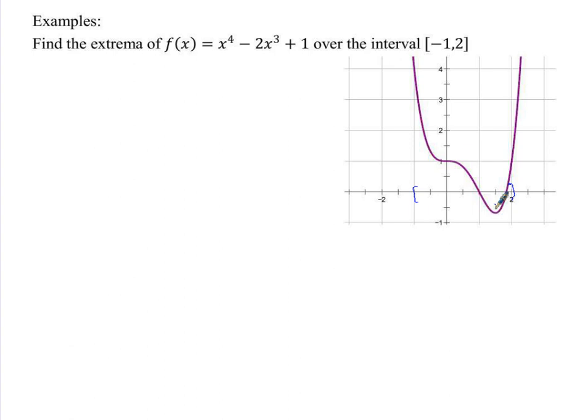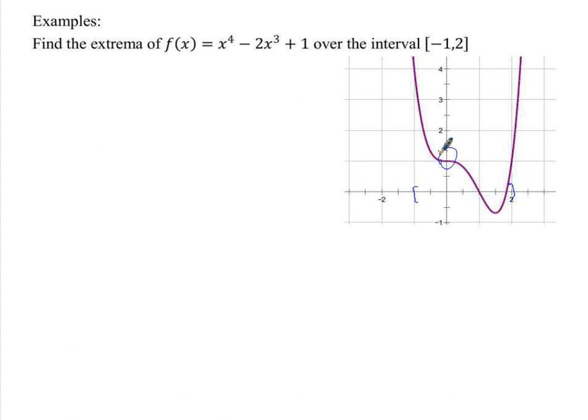Down here, though, this will be a relative minimum. And then over here, this will be a relative maximum, but not an absolute maximum. Make sense? Okay. The big question is, what do we do with that once we get there? So if I want to find the extrema, what do I need to do?